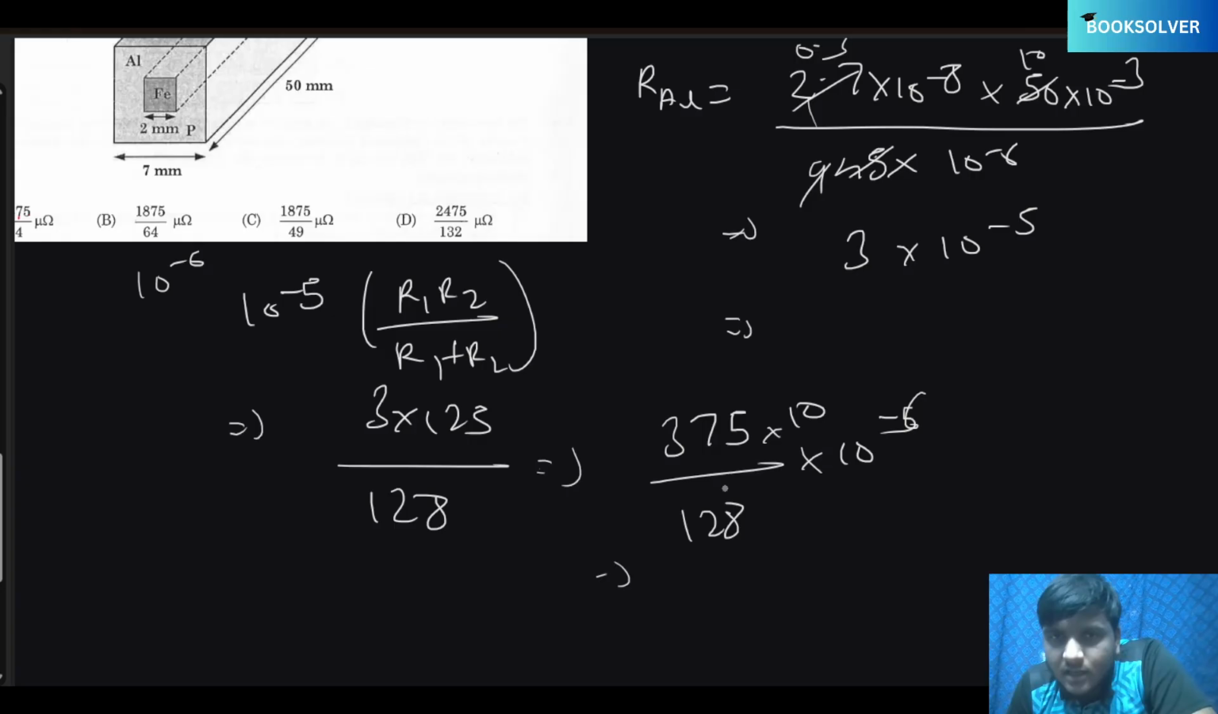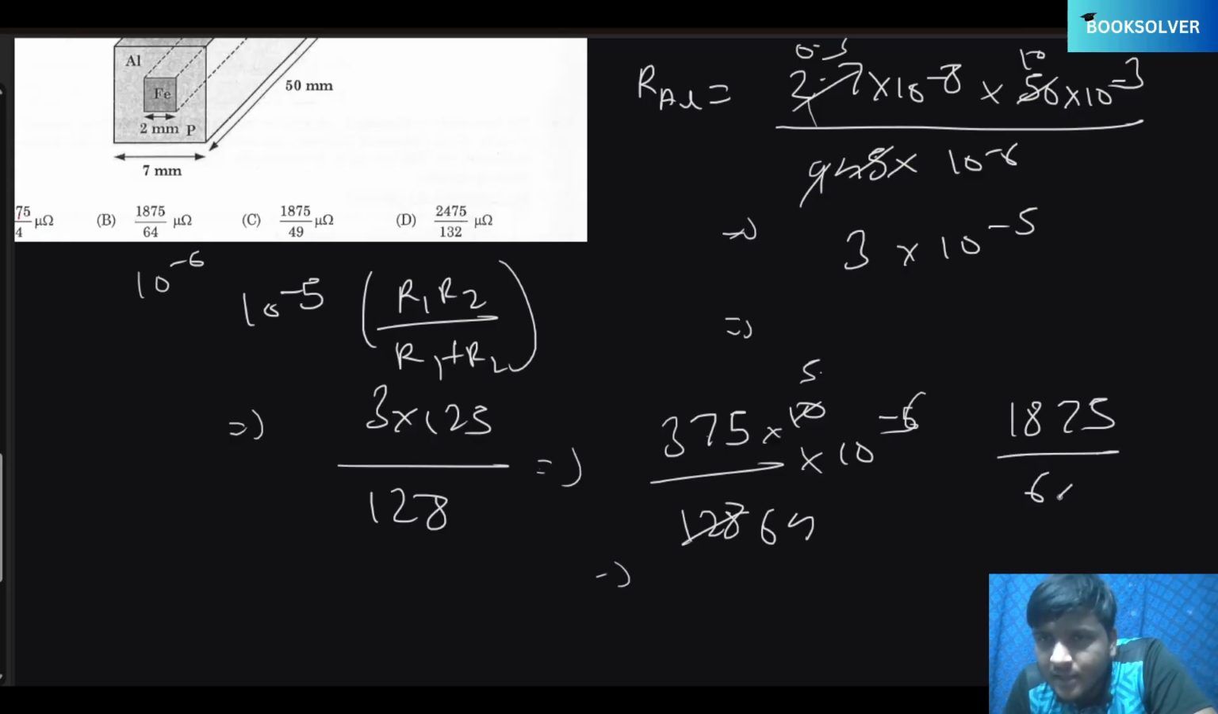Now let's resolve all this. So 375 into 10 by 128 is 3750 by 128. Let's divide by 2, so it will be 64 in the denominator, and the numerator becomes 1875. So we get 1875 by 64.